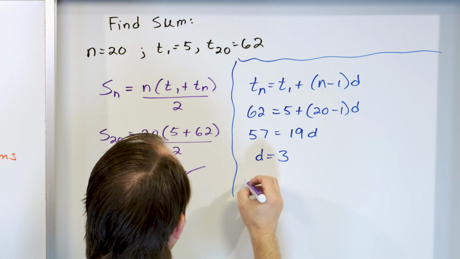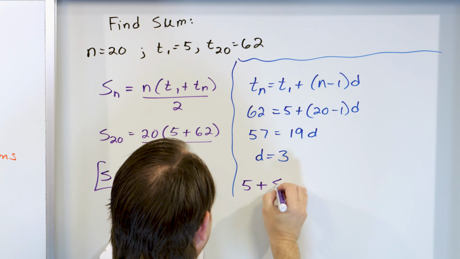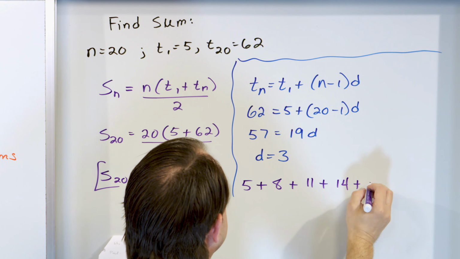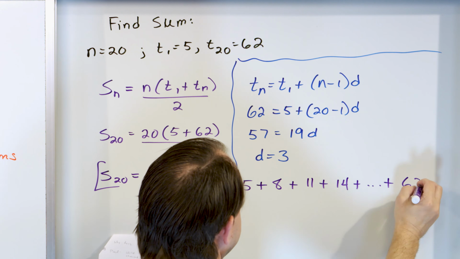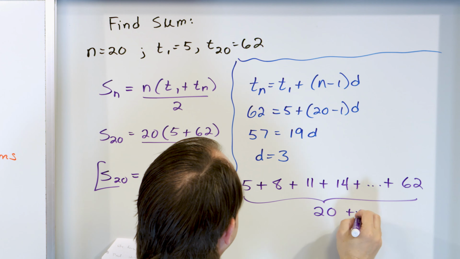That means the sequence will go, the series will go like this. 5 plus 3 more is 8, plus 3 more is 11, plus 3 more is 14, plus... Eventually you're going to arrive at 62. And how many terms are there? If you write them all out, there's going to be 20 terms.